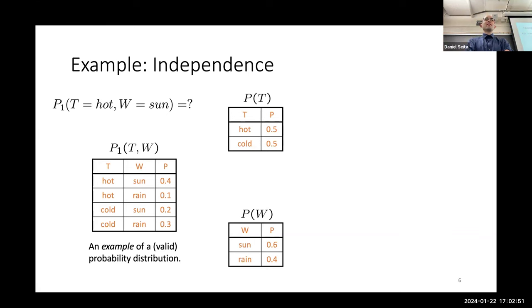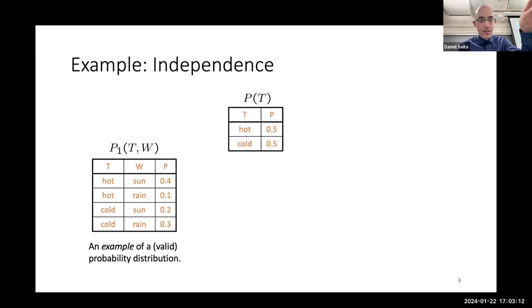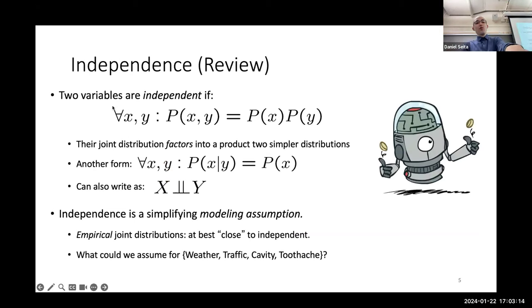Your question is, to check for independence, do you have to check every combination or just one of them? The answer is just one of them. If you find any of these examples where this failed, then they're not independent. If you go back to the definition, for all x, y, this thing has to be equal to that. But if you find any counterexample, it's not independent.